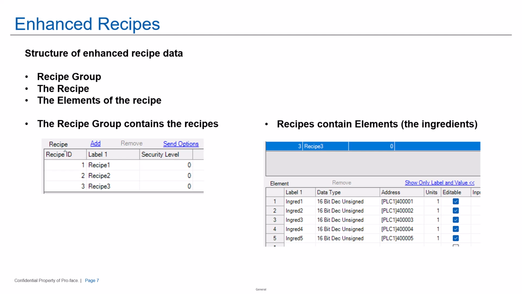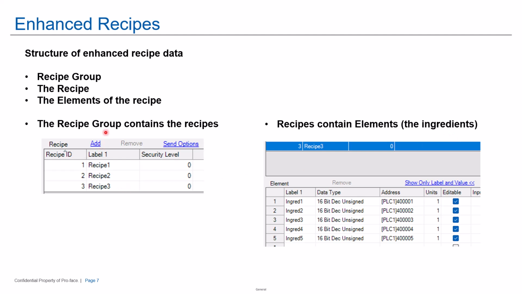Okay, so moving on, this is the structure of the enhanced recipe data. Basically what happens is you have a recipe group, you have the actual recipe, and then you have the elements of the recipe. Like we show here, the recipe group contains the actual recipes, and the actual recipes contain the elements within each recipe, and that's essentially the ingredients. And you can see how that breaks down here.